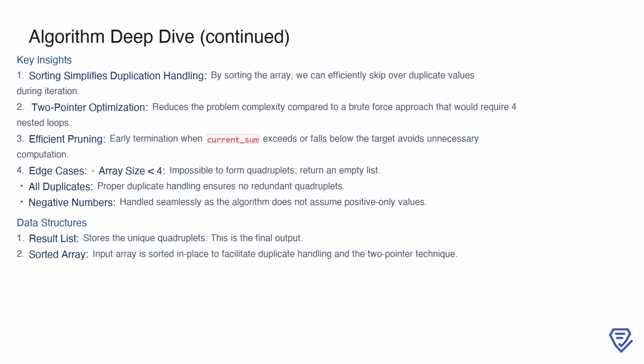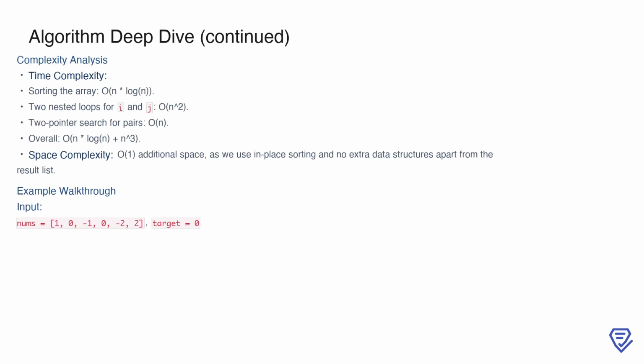The algorithm also accommodates arrays with negative numbers and duplicate values, as the sorting step and duplicate checks ensure correctness regardless of input composition. The result list stores the unique quadruplets, which are derived from the sorted array, ensuring both accuracy and efficiency. Now let's break down the complexity of the algorithm.